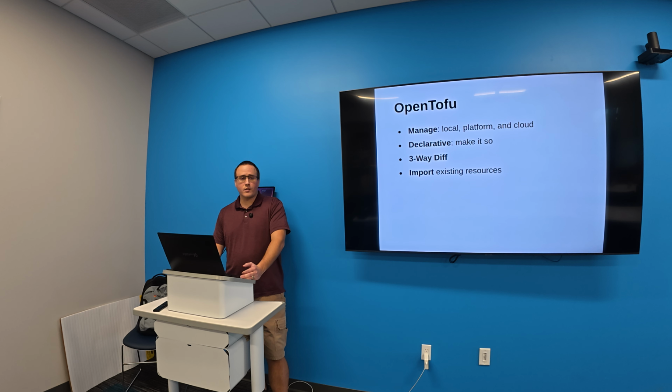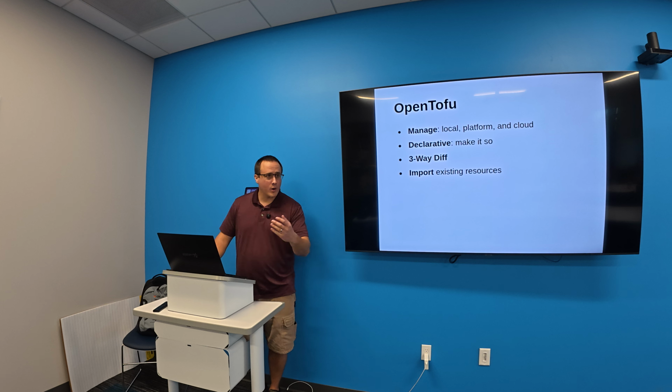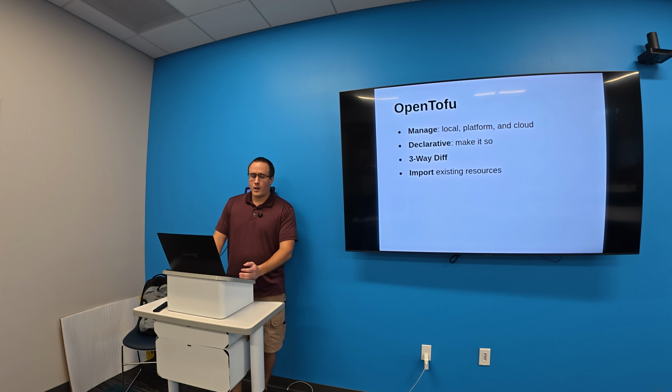And the general idea is it's declarative. So you say, this is what I want. And then when you tell Tofu, you say, make it so, kind of thing. And in order to do that, it uses what's called a three-way diff, which I want to impart upon you that it's a very powerful tool, which we'll dive into.